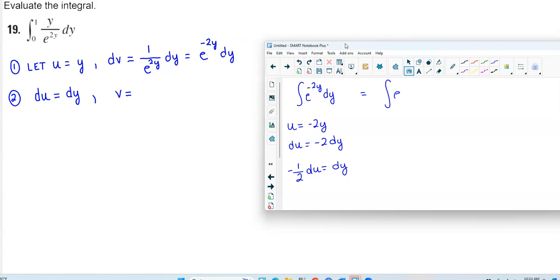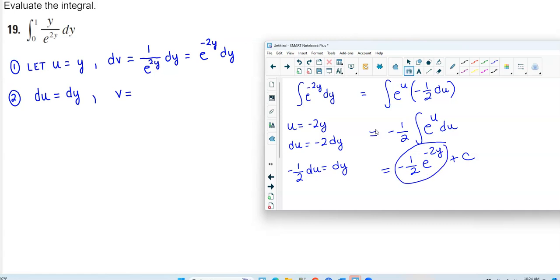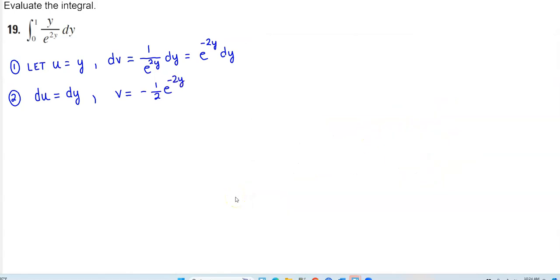So here we have e to the u times negative 1/2 du. We factor out the negative 1/2, and now we're going to integrate e to the u du. So we get negative 1/2 e to the negative 2y plus c, and therefore there is the antiderivative. So we know that v is going to equal negative 1/2 e to the negative 2y. And now let's go ahead and evaluate.